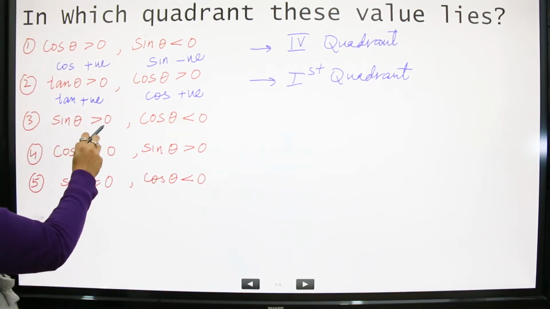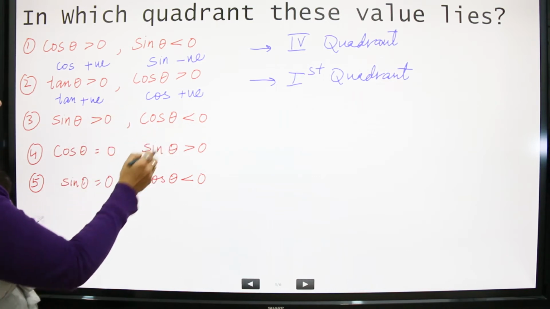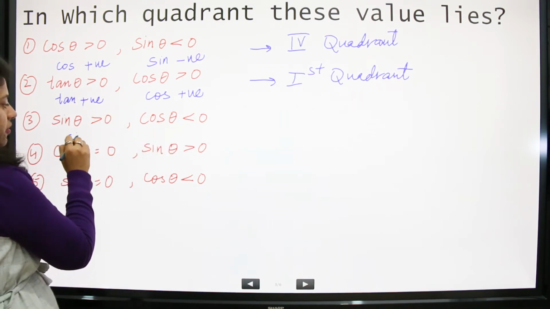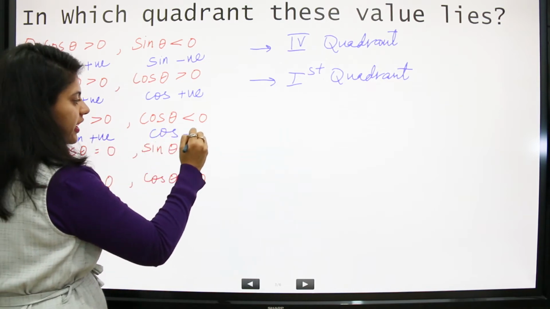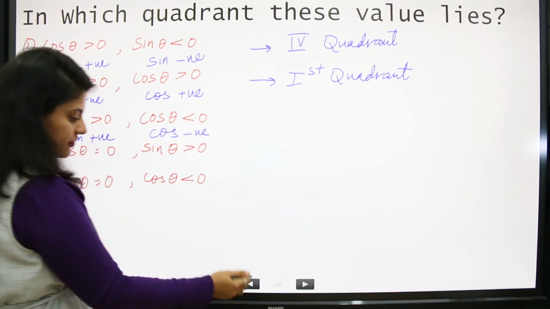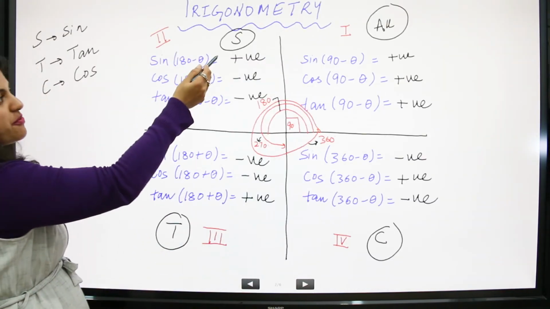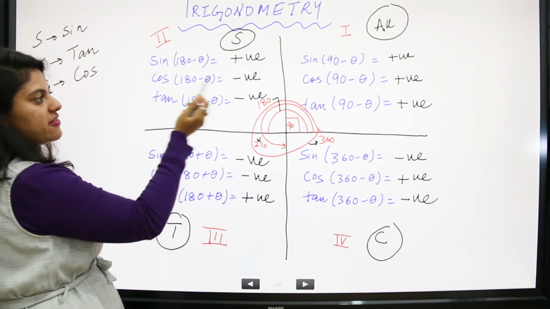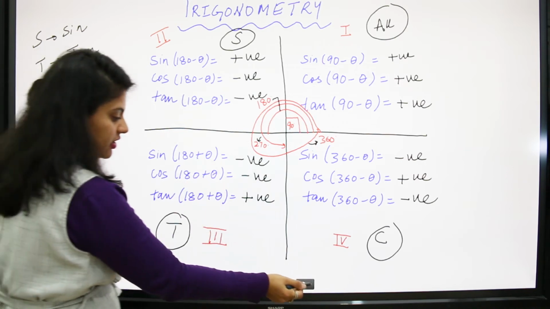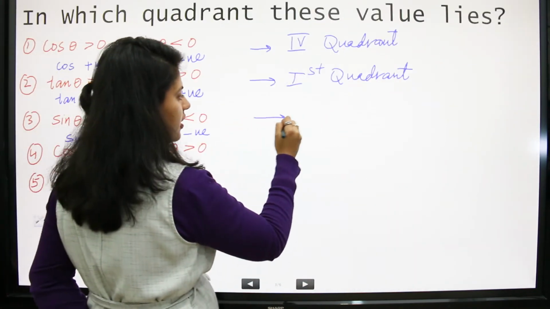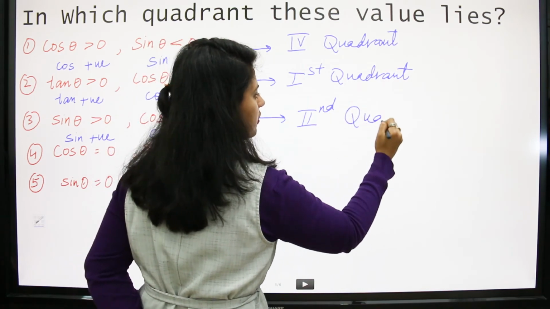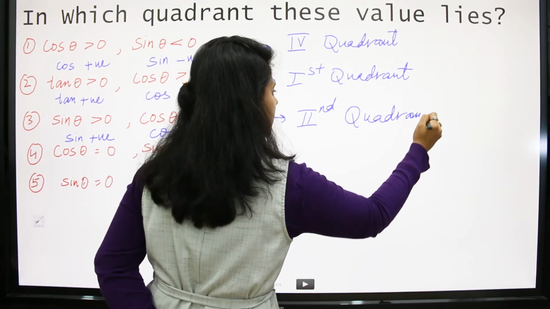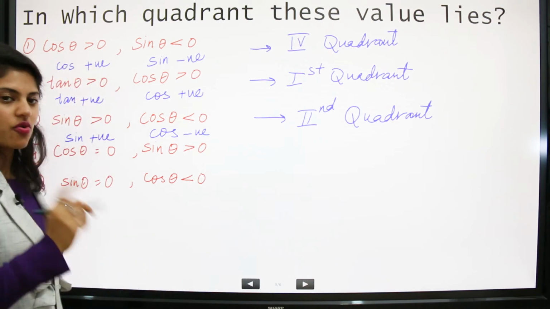Okay, now come to the third one. Sine theta greater than 0, cos theta less than 0. Sine theta greater than 0, write sine positive, and cos less than 0, negative. So cos negative, sine positive. Sine is positive in the second quadrant and cos is negative in the second quadrant. So similarly you can write here that it lies in the second quadrant. So the value basically lies in the second quadrant.